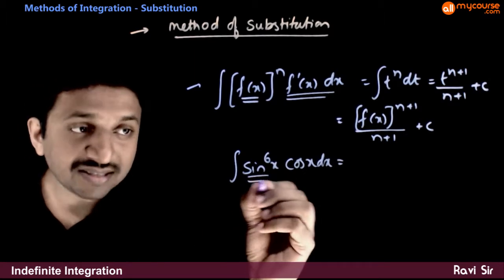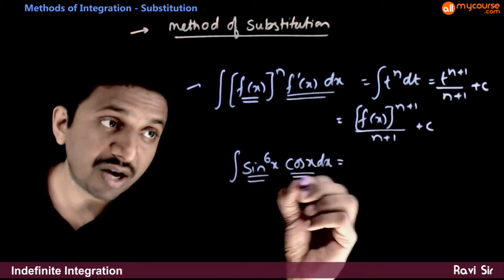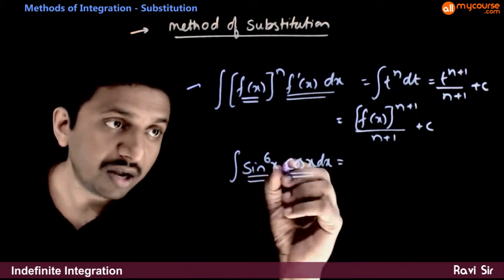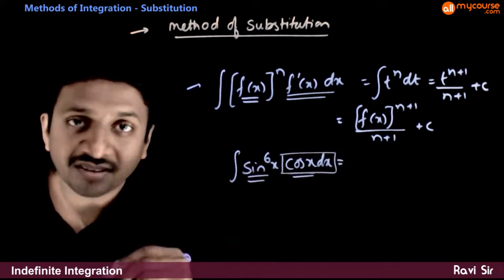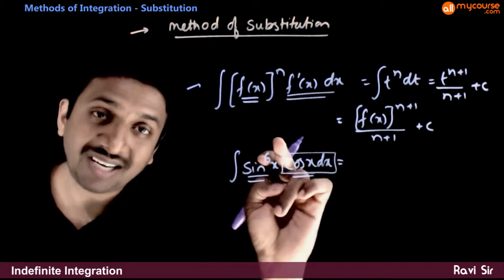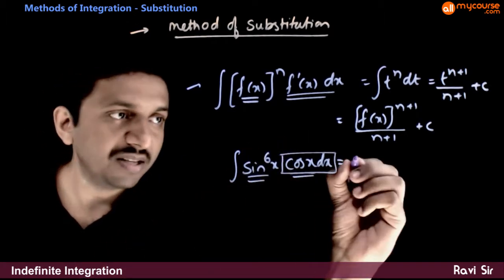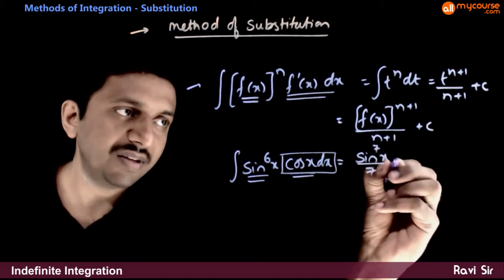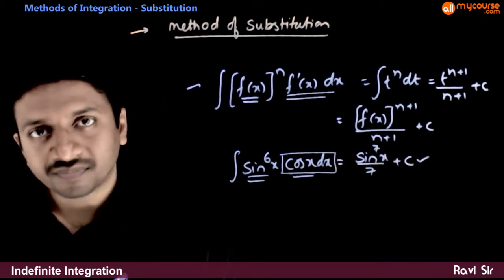So sin x differentiation is cos x. So if you assume sin x as t, cos x dx becomes dt. So this becomes integration of t power 6 dt. So the answer is sin x power 7 by 7 plus c simply.